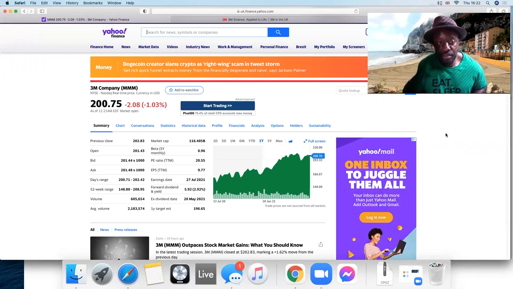Plus, not only is 3M a dividend aristocrat, it's a dividend king, which means it's been raising its dividend for over 50 years. And not only has it just gone over 50 years, it's done that consistently for 62 years. So you've got to give them respect where it's due.